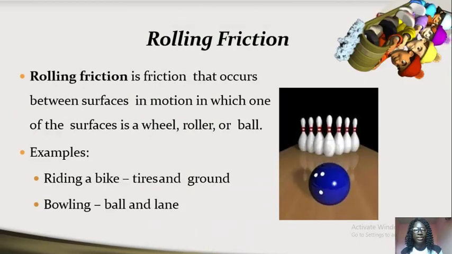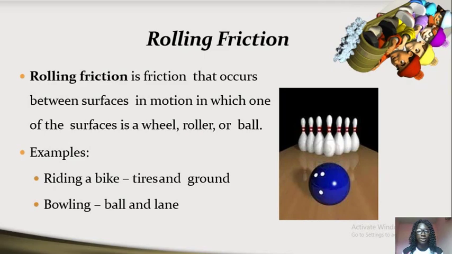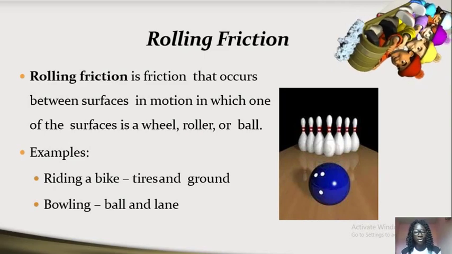So let's look at rolling friction. It's a friction that occurs between surfaces in motion, in which one surface is a ball or a roller or a wheel. Like your daddy's car or your mommy's car, the wheel has rolling friction. You're rolling a ball on the surface, what is occurring is rolling friction. You're riding your bike, the wheel of your bike is rolling friction. You're playing a bowling game. When you roll the ball, what is occurring is rolling friction. So all these are examples of rolling friction.